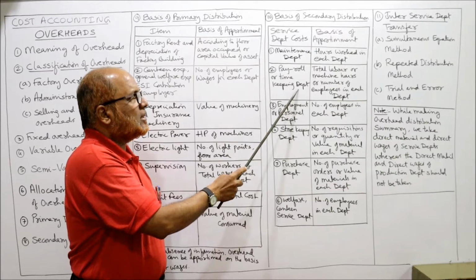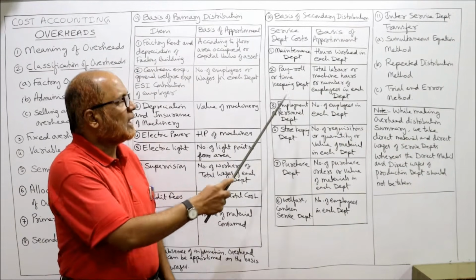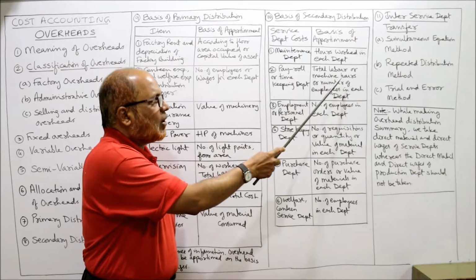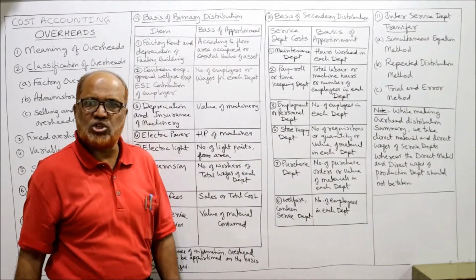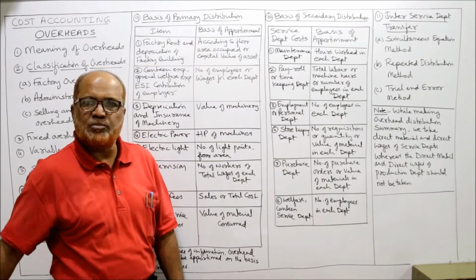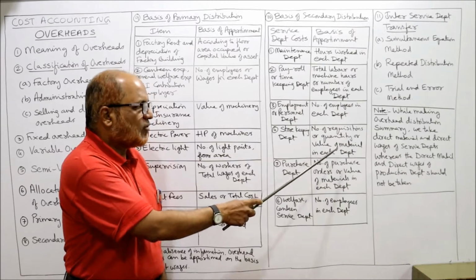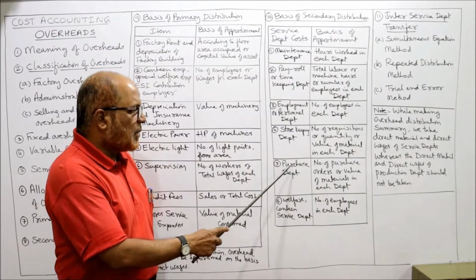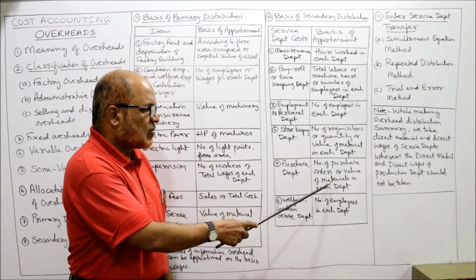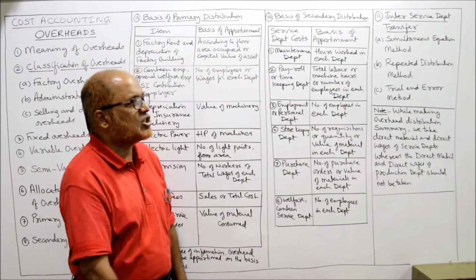पेरोल और टाइम कीपिंग डिपार्टमेंट, टोटल लेबर आवर्स और मशीन आवर्स और नंबर ऑफ एम्प्लॉइज इन ईच डिपार्टमेंट. Similarly, employment or personnel department, number of employees in each department. Similarly, storekeeping department, number of requisitions or quantity or value of material used. Similarly, purchase department, number of purchase orders or value of material. Welfare canteen expenses, number of employees in each department.